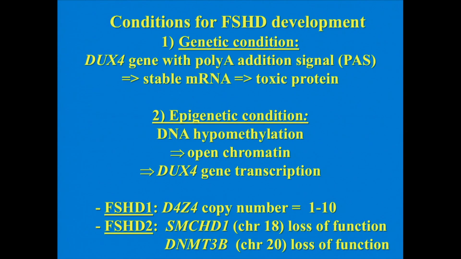Okay? So, conditions for FSHD development. The genetic condition: you need the full gene with the end. The epigenetic condition: you need DNA hypomethylation, that is very little methylation on the DNA, which causes open chromatin, and the DUX4 gene can be copied, can be transcribed. In FSHD1, how do you get this open chromatin? By reducing the copy number of D4Z4 by a mechanism that is still not clear. In FSHD2, by mutation in those two enzymes, either one or the other: SMCHD1, which is on chromosome 18, and DNMT3B, whose gene is on chromosome 20. Okay? So that's the story.